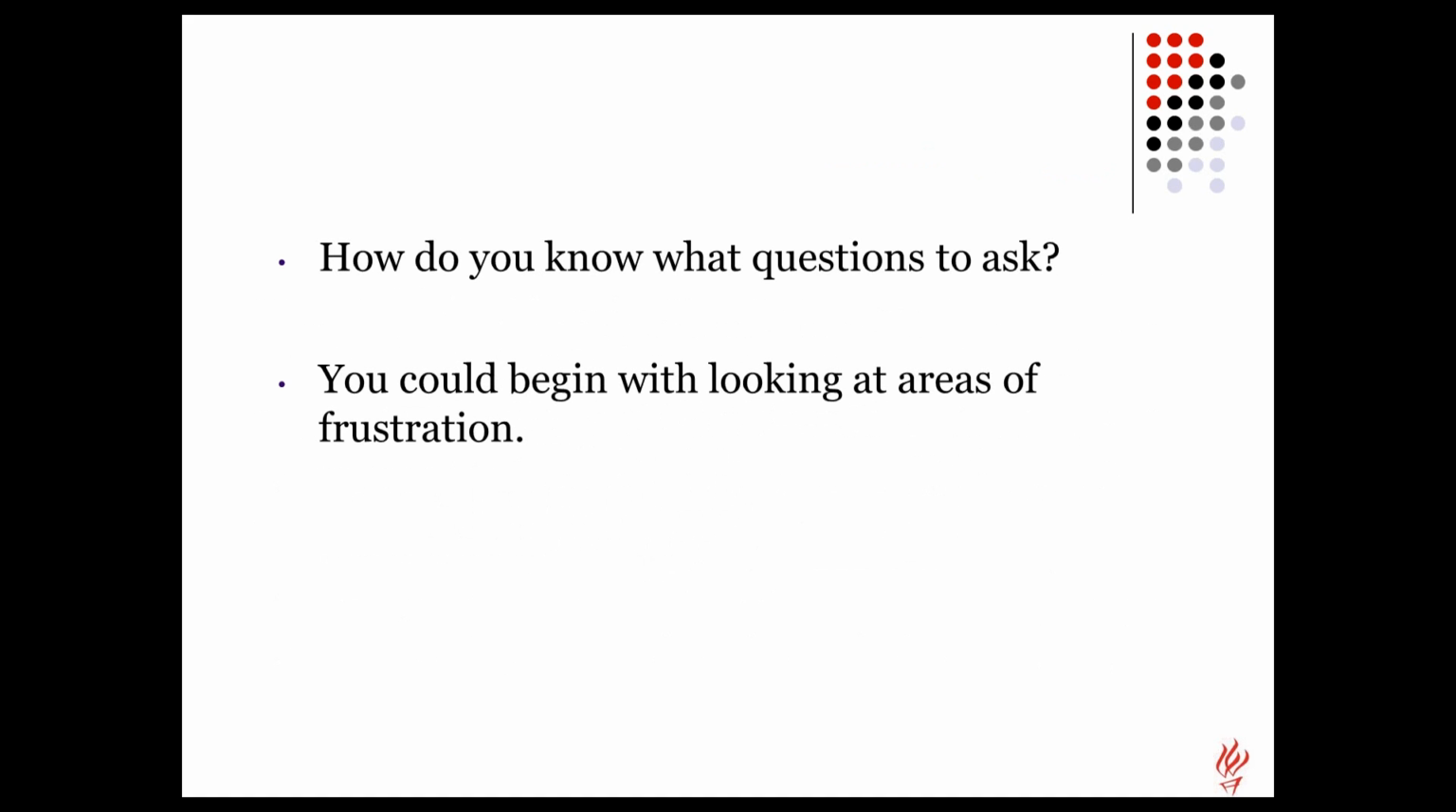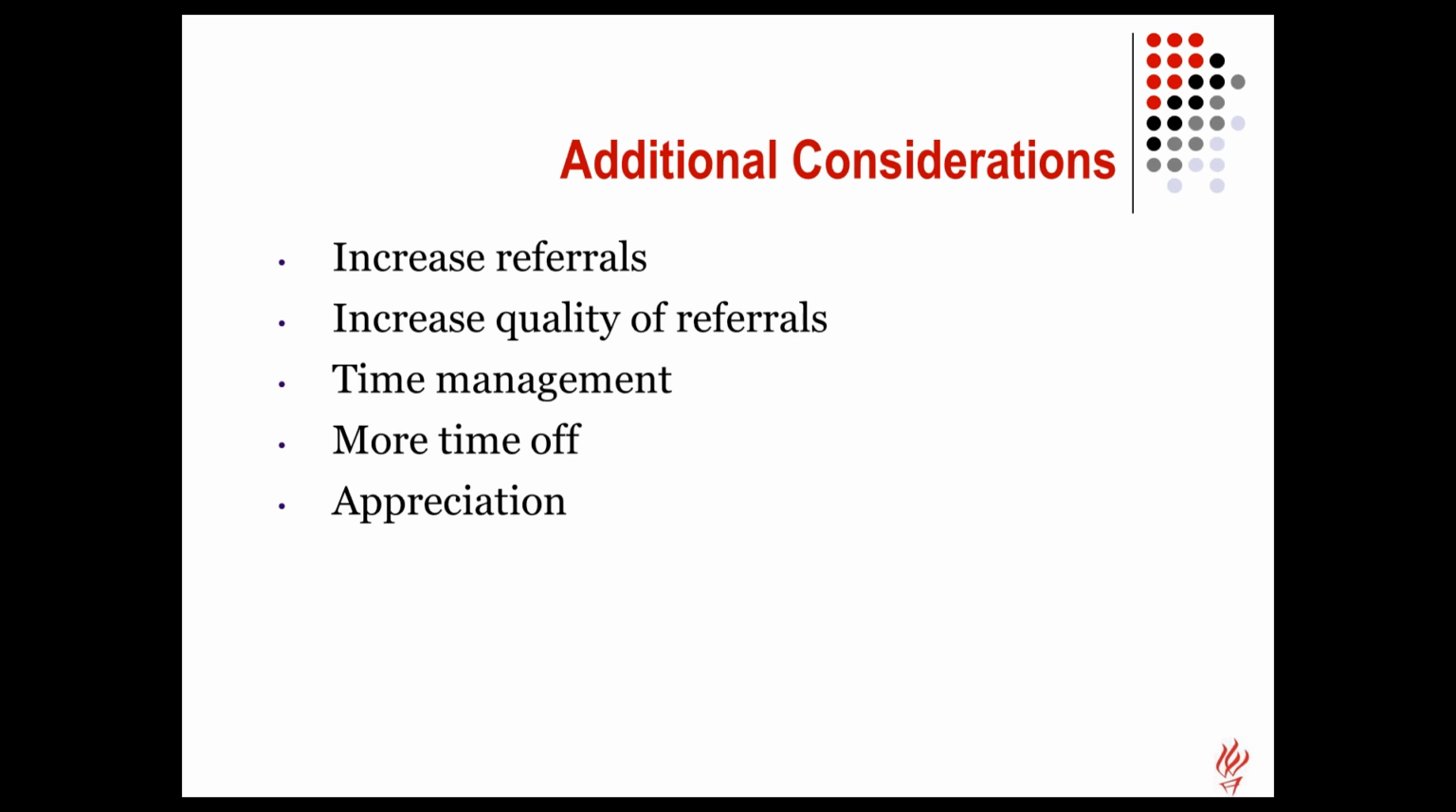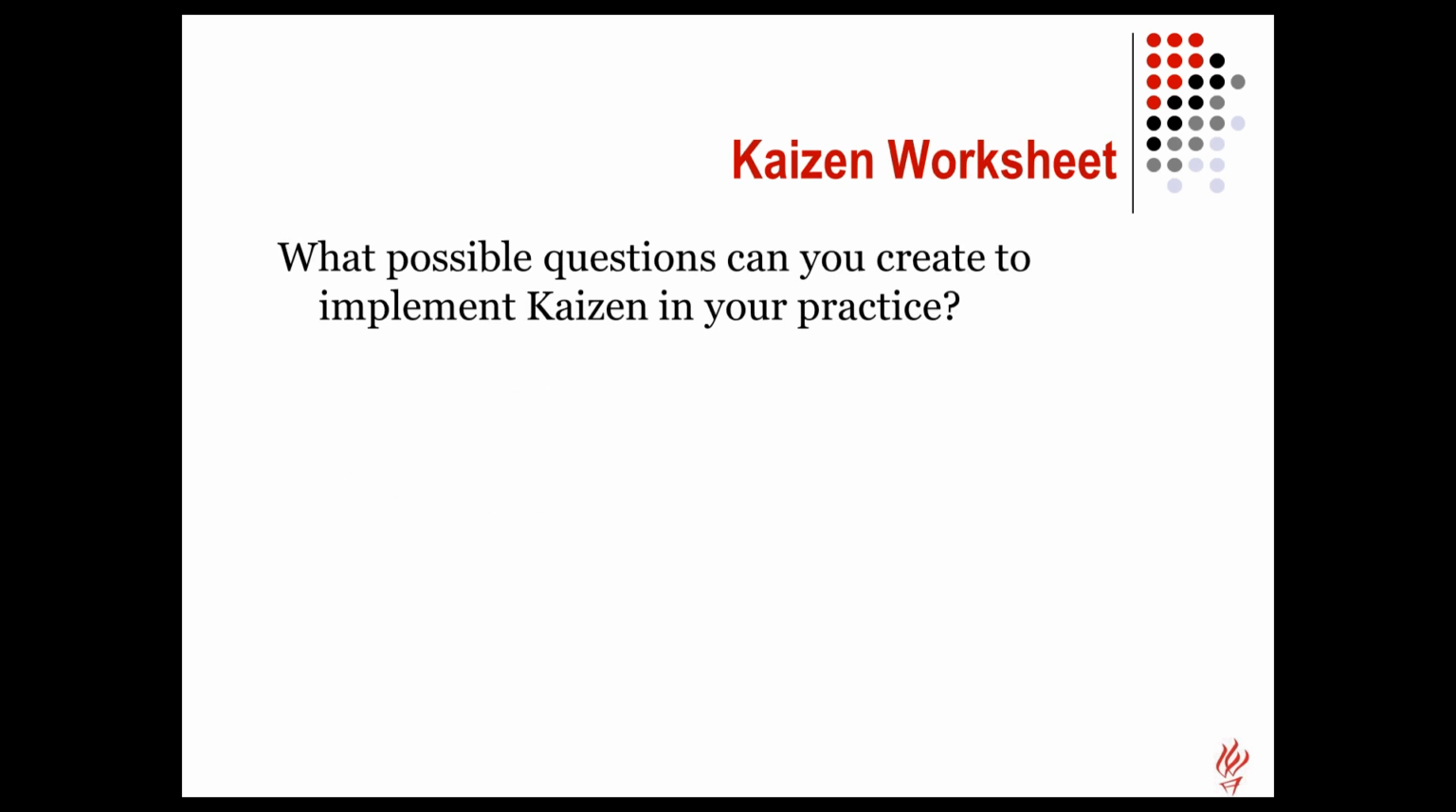And how do you know what questions to ask? Our suggestion is you look at areas of frustration. In the book, the author talked about morale, cutting costs, improving quality, developing new products and services, increasing sales, improving health, and reducing expenses. Some of the ideas that we suggest you look at are ways of increasing referrals, increasing the quality of referrals, ways to improve your time management and focus management, how to improve the quality of your personal time off or your staff's time off, and how to integrate appreciation.